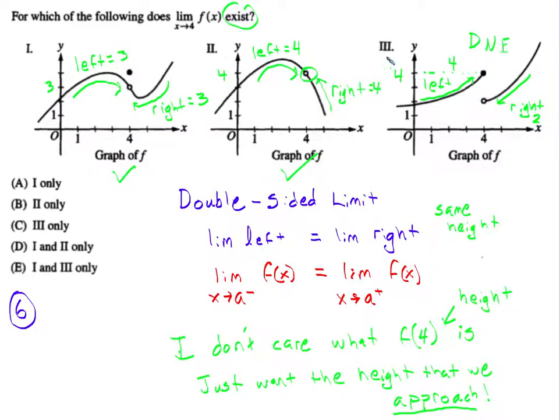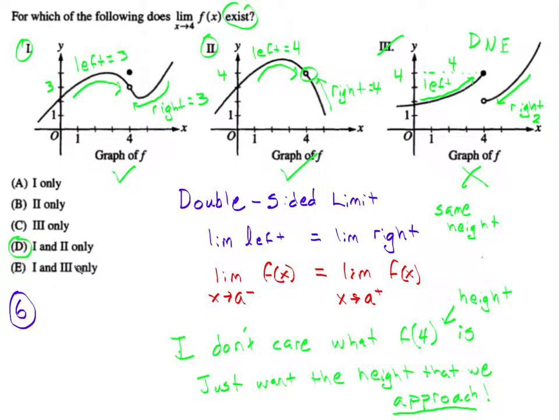And not only is it DNE, it is not existing. Remember, we are looking for something that exists. It's kind of weird with my English here, but that one is not true. So no, yes, yes. We're looking for 1 and 2. The correct answer here is D.